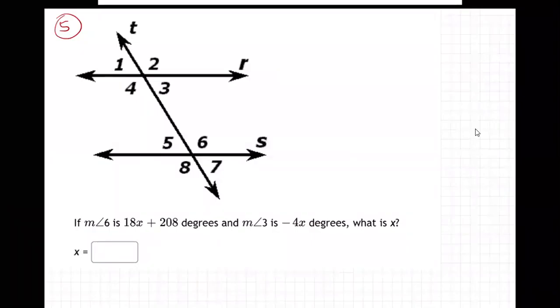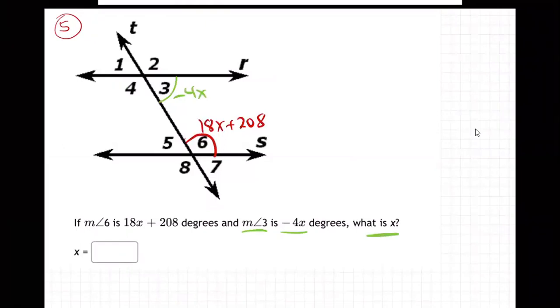Okay, so on this question, they're giving us the measure of angle 6 is 18x plus 208. So that'd be right here. 18x plus 208. And then they say the measure of angle 3 is negative 4x degrees. So that'd be right here. Right there is negative 4x. And they want us to find x.